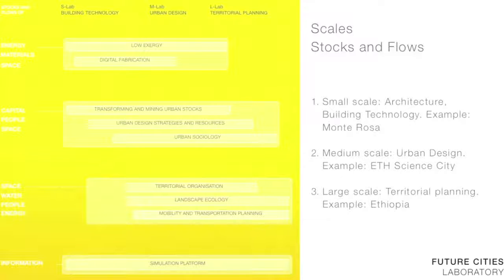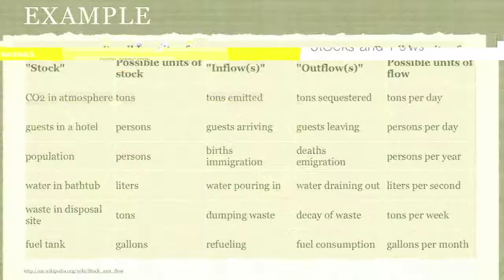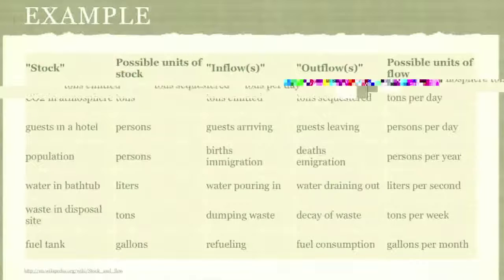You see those three groups there, basically grouped to small scale, architecture, building technology, and as an example, we use the Monte Rosa hut. Then you see the medium scale, urban design scale. As an example, we use the ETH Science City, where you are located right now. And as the large scale, we look at the territorial planning, and as the example, we take Ethiopia. Just remember this image. It comes again and again, but maybe with the explanation next you can understand a bit better. Let's look at some examples of stocks and flows.